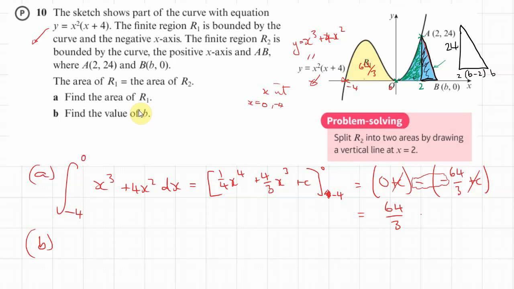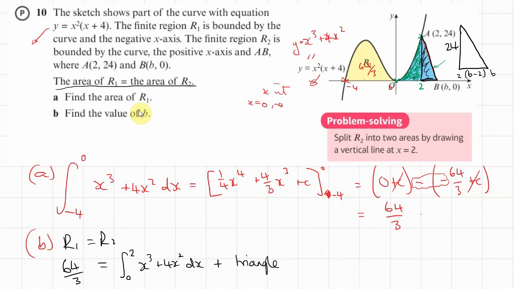That will be the area of what we've just found on the yellow, because they're equal to each other, like it said in the question. So because R1 equals R2, I know that 64 over 3, which is what we just found before for R1, equals the definite integral between 0 and 2 of my cubic function, plus the area of the triangle, which is this thing here.